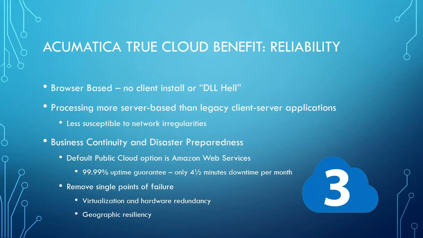I'll talk a bit about reliability, business continuity, disaster preparedness. The default public cloud option, the majority of Acumatica clients are using Amazon Web Services. The standard service agreement with Amazon Web Services is 99.99% uptime. We call that 4 nines. That is, they guarantee a maximum of 4.5 minutes downtime per month. Very few mid-tier clients have an IT department and have the infrastructure that can match that kind of reliability.